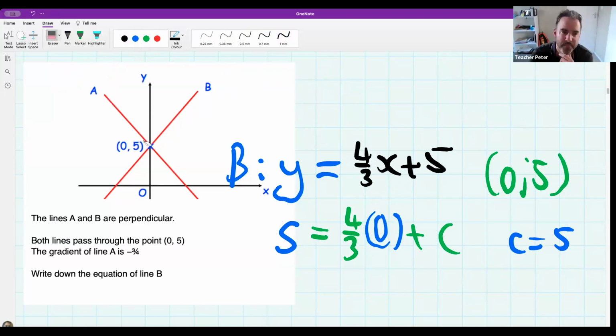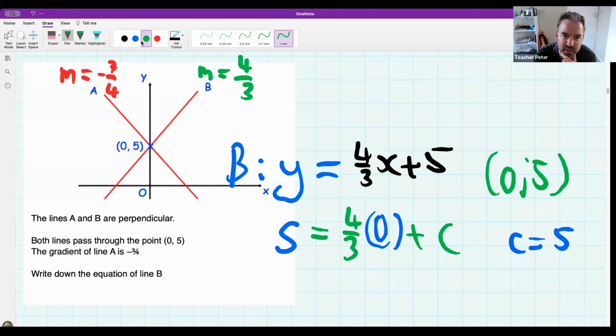Okay. Now, we know that the gradient of that one is -3/4. We know that the gradient of this one is 4/3. I want you to help me work out what is this angle over here. We did this in the last lesson. What formula do we need to figure out what this angle over here is?